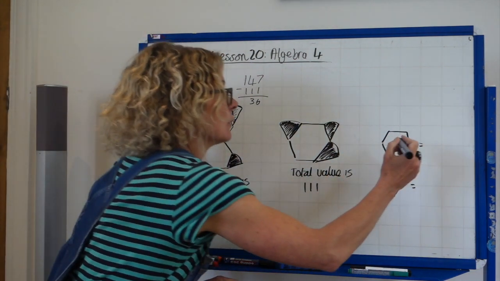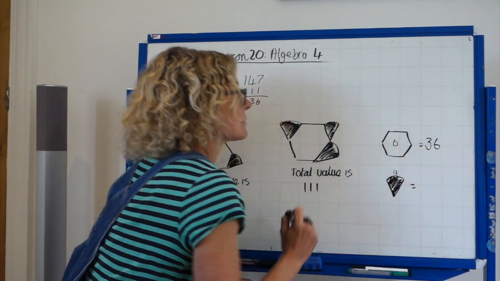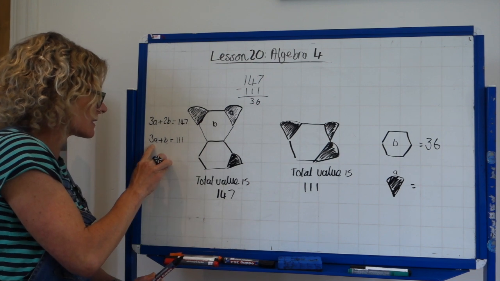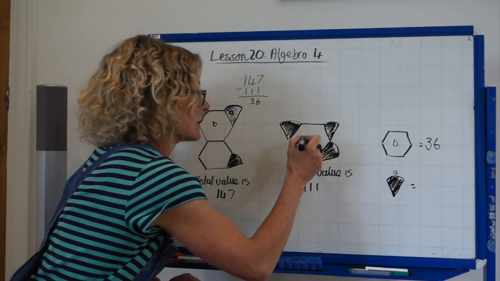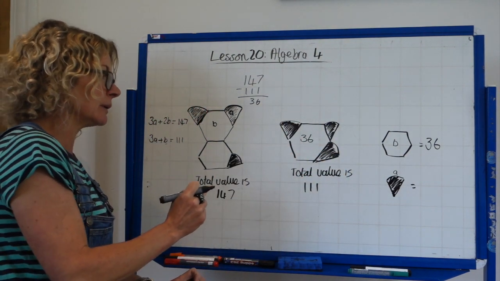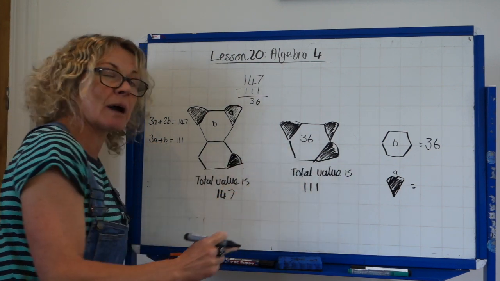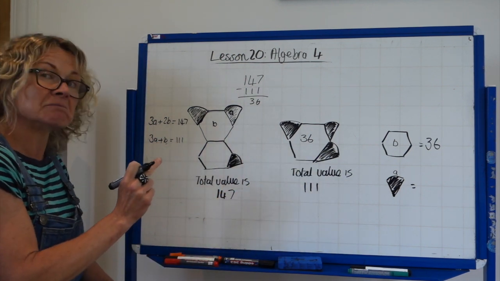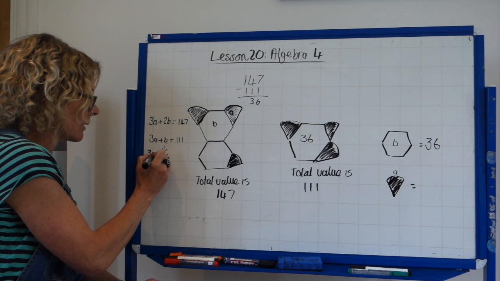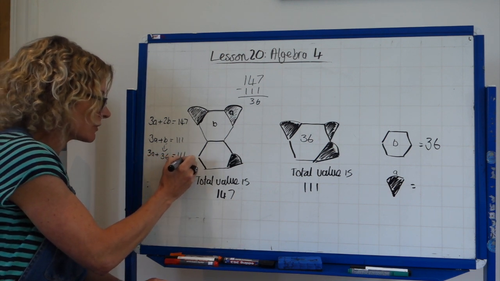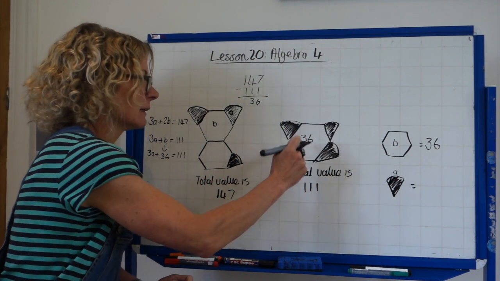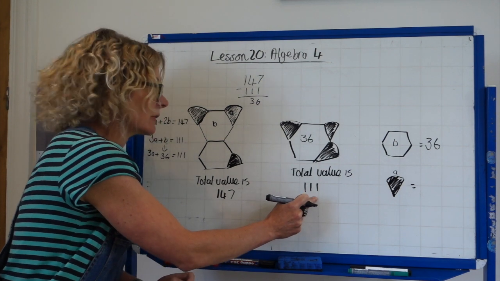So B is worth 36. Right. So if B is worth 36, and the whole value is 111, what would happen if we took that 36 away from the 111? So we're going to put the B in here, that is 36. So let's write it as an equation. 3a plus 36 equals 111. We've done these before. 3a, 3 lots of a, plus 36, the total value is 111.